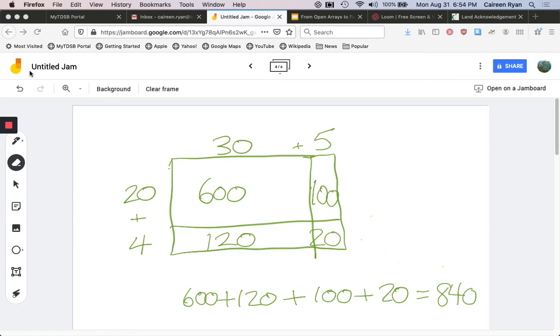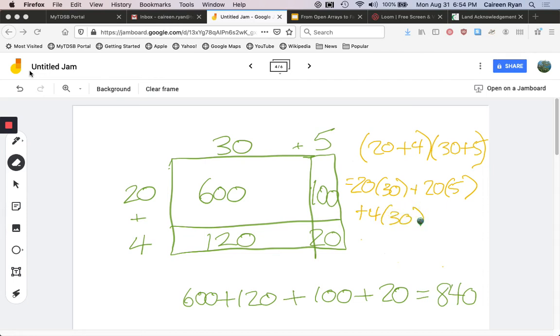So one of the really fun things about the area models is that, well, I'll show you. So you see what's happening here. This is really the same moves as taking the product of two binomials, but it's done with whole numbers.